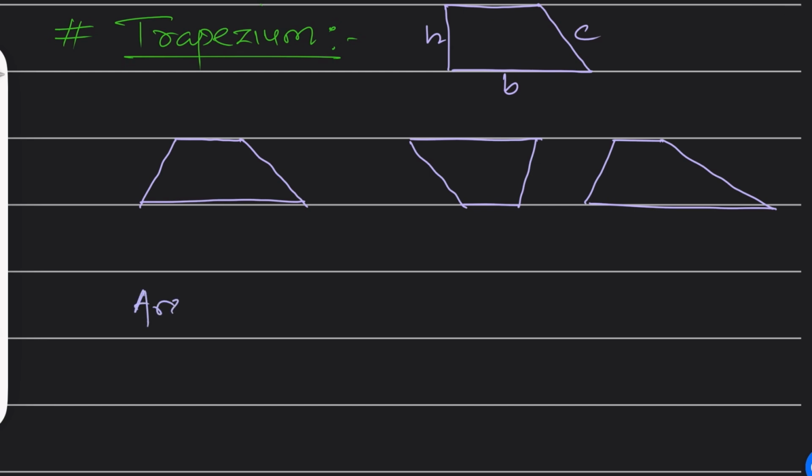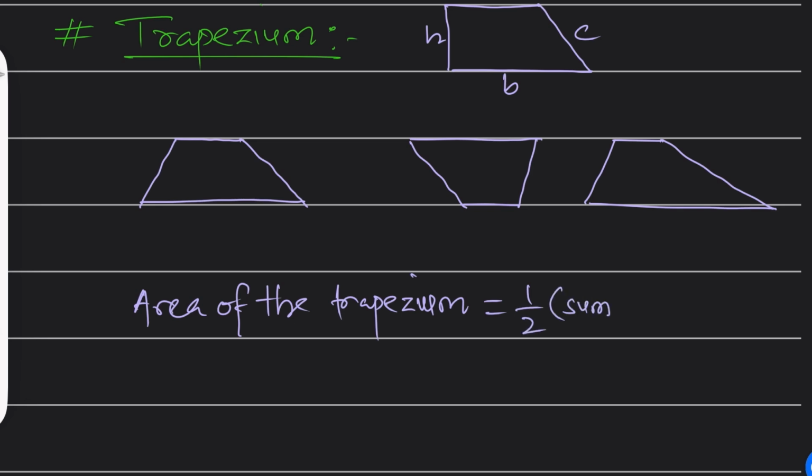So the area of the trapezium. In words, the formula is half into the sum of parallel sides into height, where height is the perpendicular distance between the parallel sides.